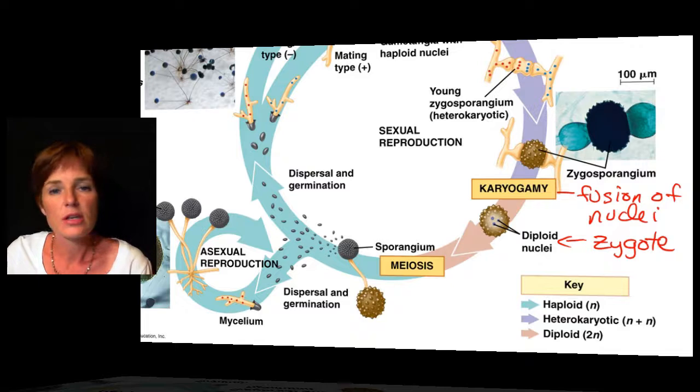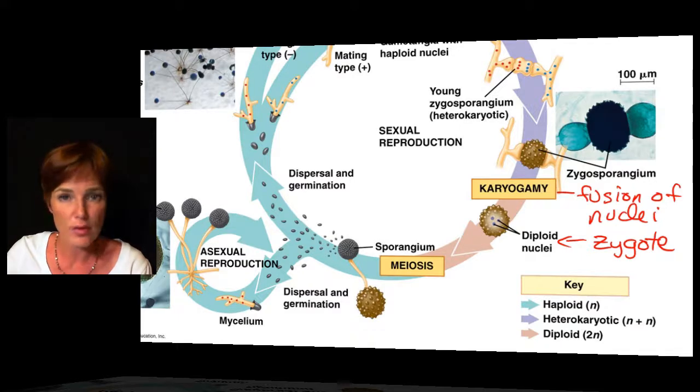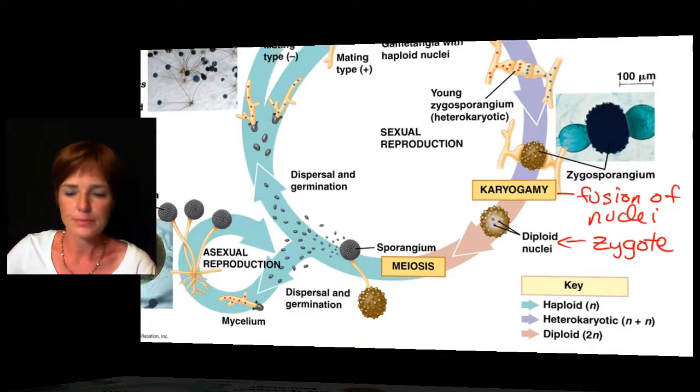The zygote then undergoes meiosis. Since it undergoes meiosis, it would produce spores that are going to be genetically different from each other, and these are haploid spores, and those would then be dispersed. So note that we have two different structures here. We have one for asexual reproduction, and we have one for sexual reproduction. Both spore types would be haploid spores, and both spore types would be dispersed into the environment, and as long as they land in a favorable location, then they can germinate.